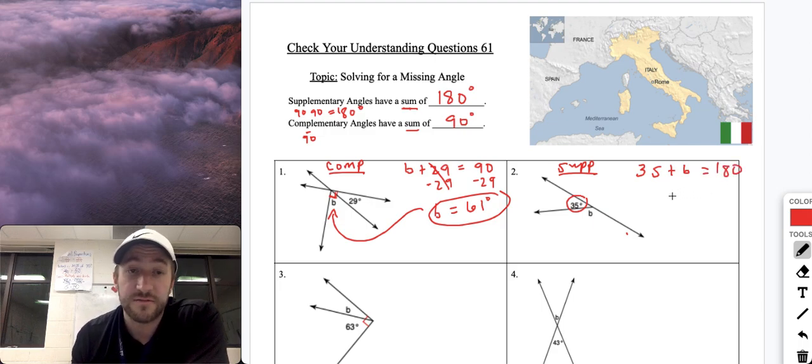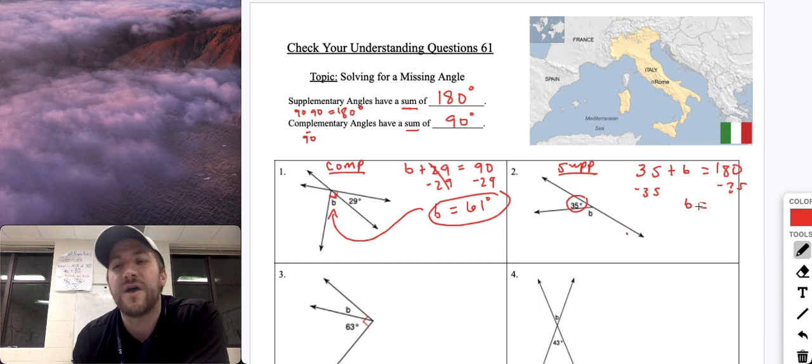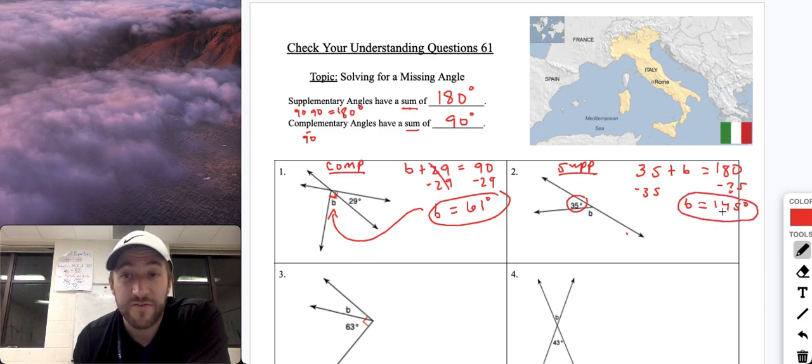Now, this is just an equation that we've been dealing with for a long time. We'll subtract 35 on both sides. Subtract 35. And we're left with B is equal to 180 minus 35, which is 145. 145 degrees. And just to double check, you can always add whatever you get to whatever you were given, and it should give you 180 degrees because they're supplementary.